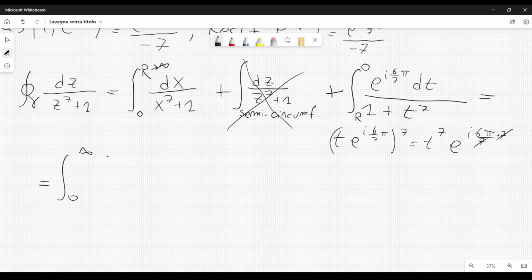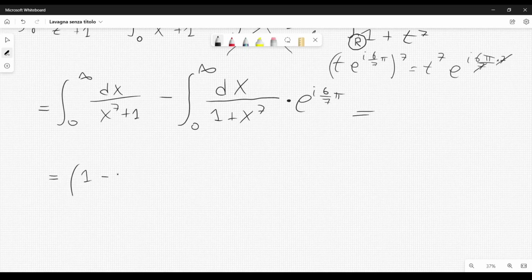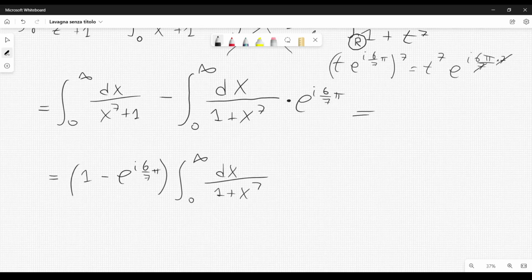So we can rewrite these integrals like this. Integral from 0 to infinity of dx over x to the 7 plus 1. I can change the sign in the second integral and integrate from 0 to infinity here, because here r goes to infinity, remember that. And then I have dx, let me change the name of the variable t to x, dx over 1 plus x to the 7, and outside the integral I can multiply by e to the i 6/7 pi, and this is equal to 1 minus e to the i 6/7 pi times the integral from 0 to infinity of dx over 1 plus x to the power 7.